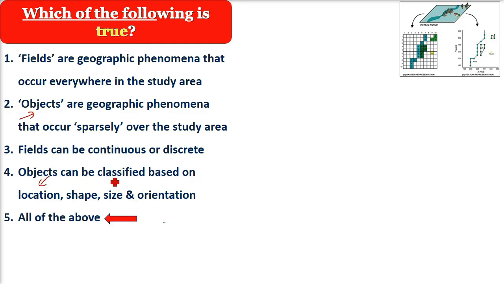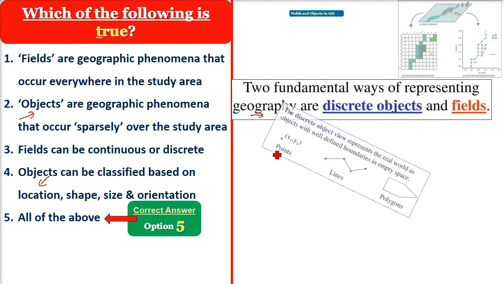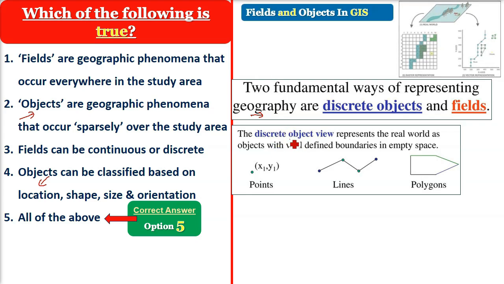What is the answer? Yes, you got it right. It's all of the above. Now, what is a field and what is an object? In order to represent in geography, we use two things. Fields for natural phenomena, objects for man-made phenomena.